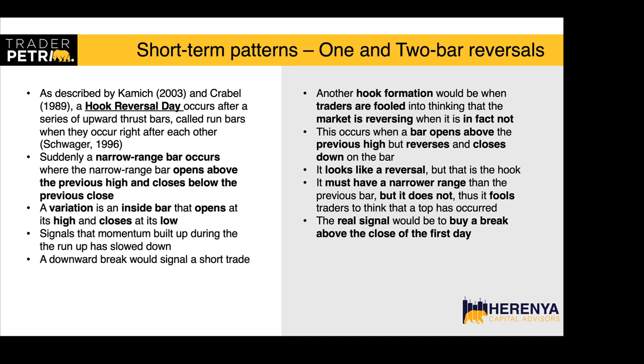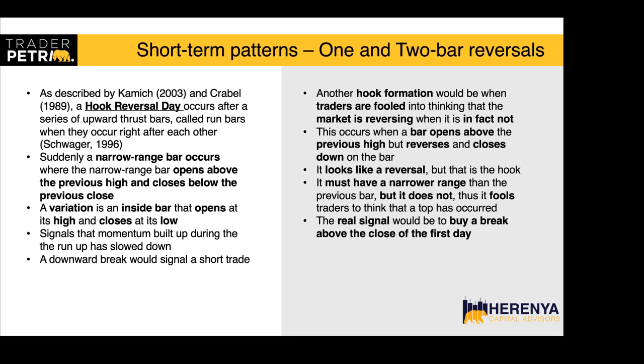There is something called a hook reversal day, which occurs after a series of upward thrust bars, which are called run bars. When they occur right after each other, and then suddenly out of nowhere a narrow range bar occurs. Narrow range bars are something we will speak about later. We will be looking at narrow range bars and wide range bars in the next video. In any case, the narrow range bar opens above the previous high and closes below the previous close.